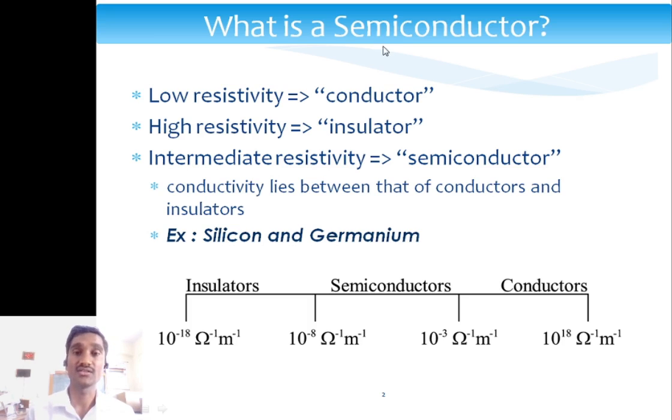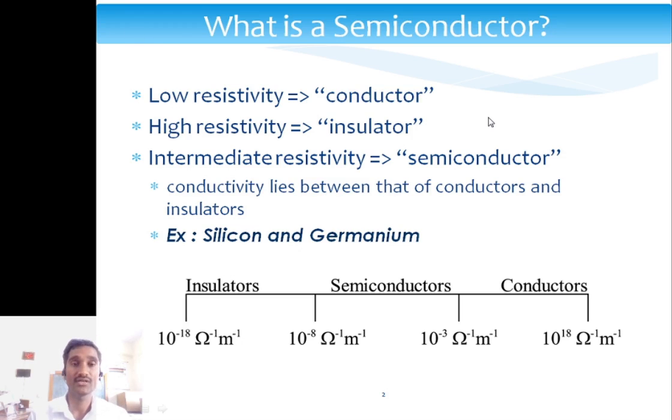Once you understand the semiconductor and the formation of the p-n junction, we can easily understand the structure of the transistor and the working of the transistor. So any solid material is divided into three types: conductor, insulator, and semiconductor, depending on its resistivity property.